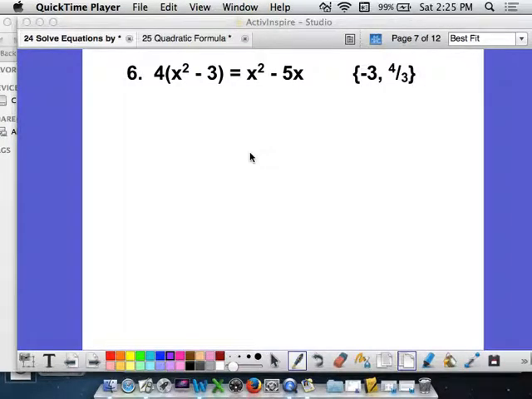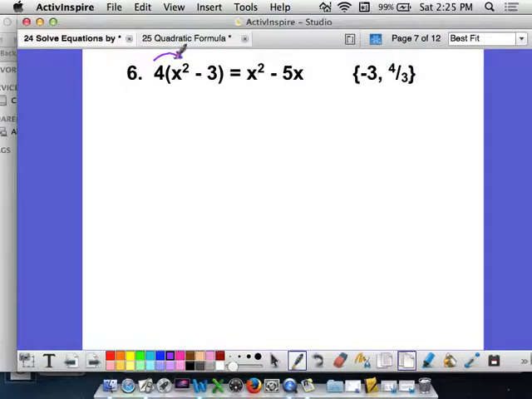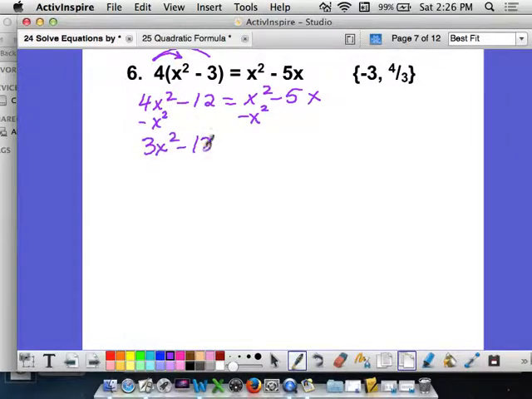Continuing with solving quadratic equations by factoring, we're at number 6. The first thing I want to do, because I have terms on both sides of my equal sign, is distribute in that 4. 4 times x squared, 4x squared, 4 times 3 is negative 12, equals x squared minus 5x. Simplifying the x squareds first, subtracting x squared from both sides: 3x squared minus 12 is equal to negative 5x.